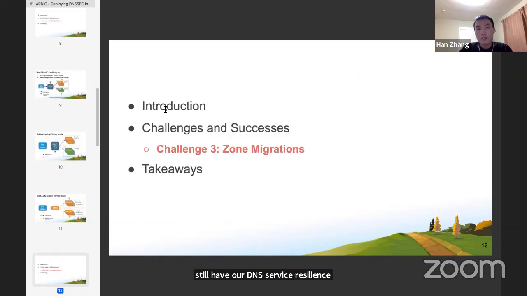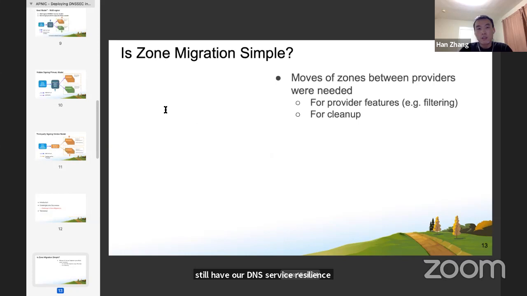So as I mentioned earlier, there is no single DNS vendor that satisfies all of our requirements. And we had to categorize our zones into two groups and then apply two different types of DNSSEC models. So because of these reasons, we had to migrate some of our zones from one vendor to another.